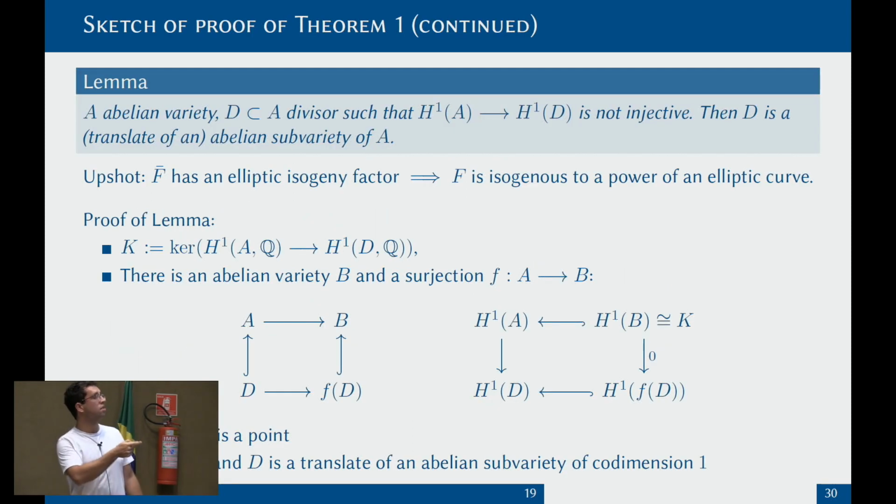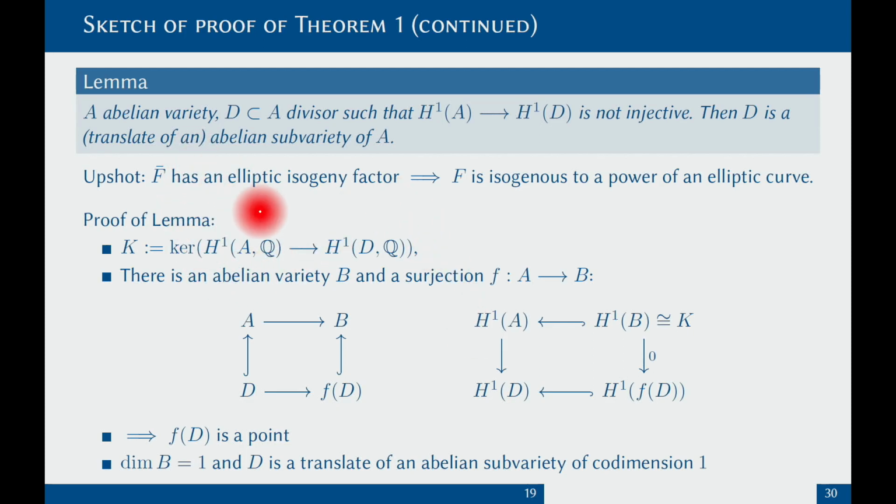So this is the lemma basically that we're using, which is really simple. It could be kind of an exercise. So if you have an abelian variety and you have a divisor, such that the restriction from the cohomology of the abelian variety to the cohomology of the divisor is not injective, then D is a translate of an abelian subvariety of A.